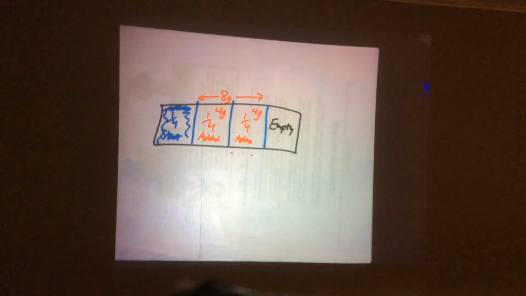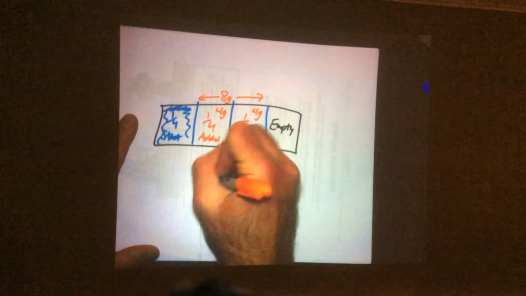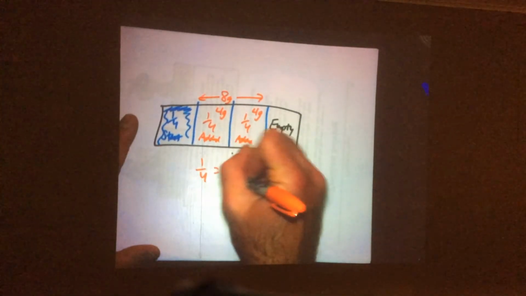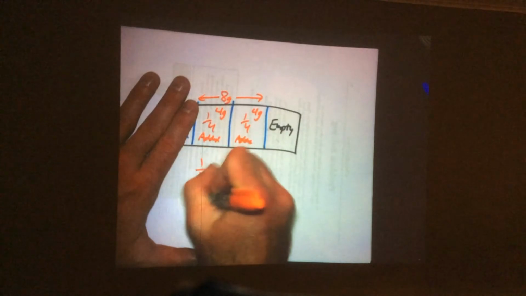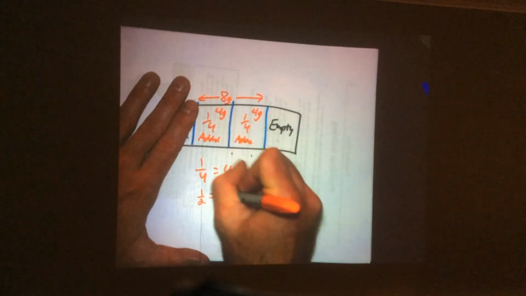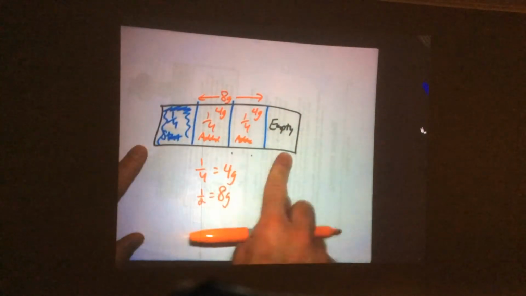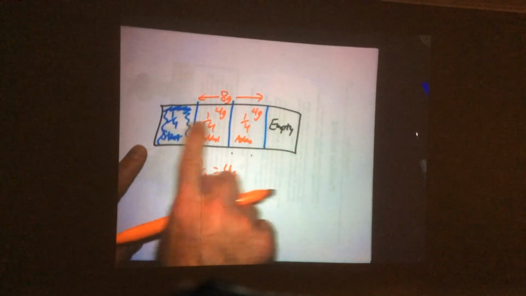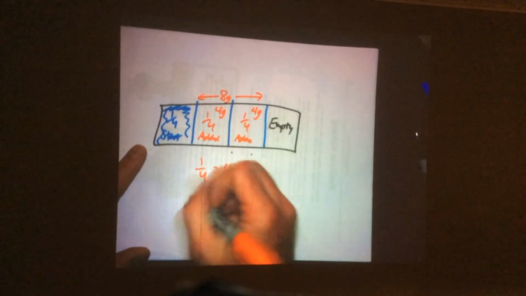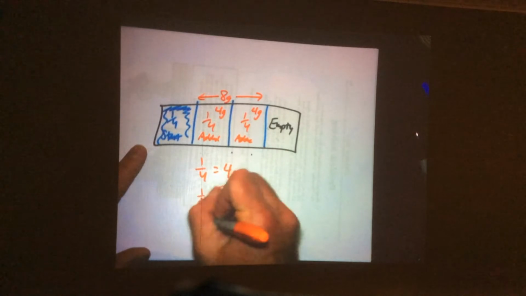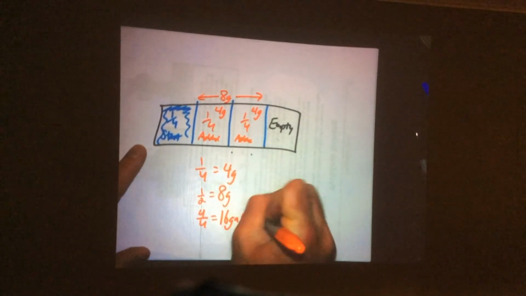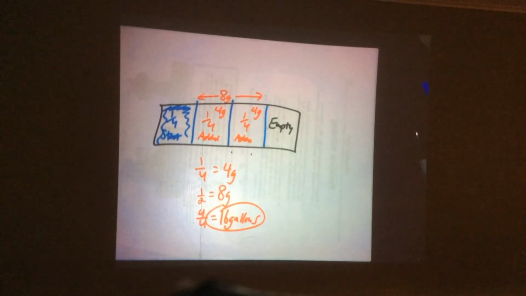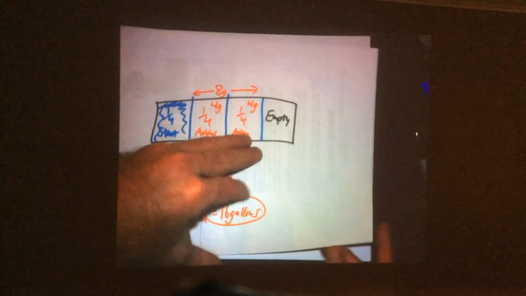Now, that tells me that every fourth is equal to 4 gallons. So if I had a half or 2/4, that would be equal to 8 gallons. And if I have the whole thing, 4 plus 4 plus 4 plus 4, the whole thing, or 4/4, is equal to 16 gallons. Again, picture makes this much, much easier to do.